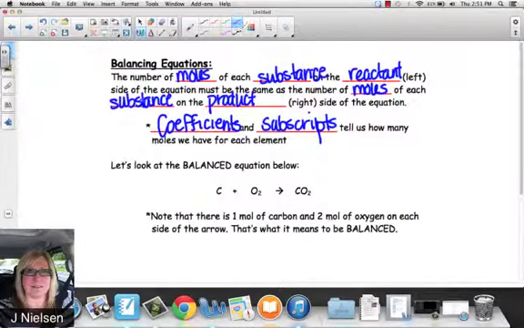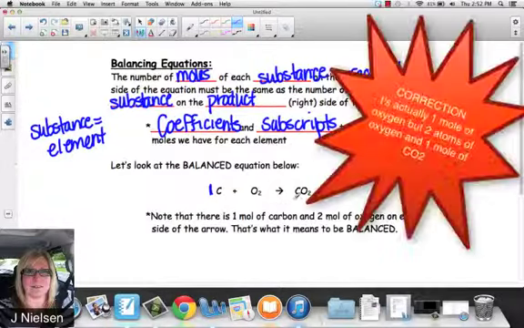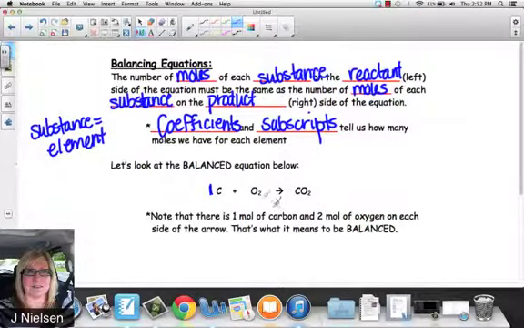So up here, when we're talking about substance, substance equals element. So let's look at this balanced equation below. Notice that there is 1 mole of carbon, so there's an unspoken 1 right here, and 2 moles of oxygen. You have 2 oxygens on each side of the arrow. So I have 1 carbon, 2 oxygens, 1 carbon, 2 oxygens. So this means that the equation is balanced.